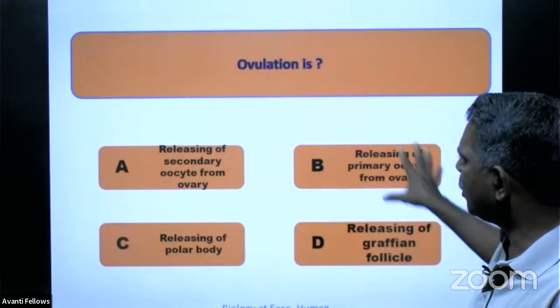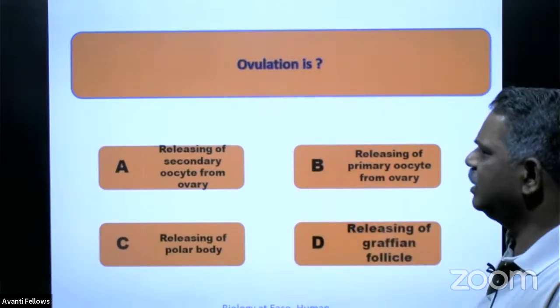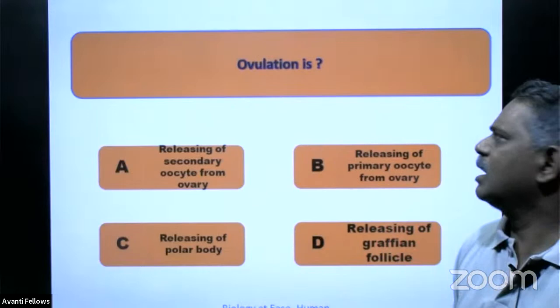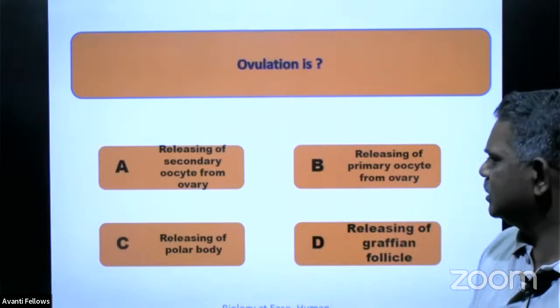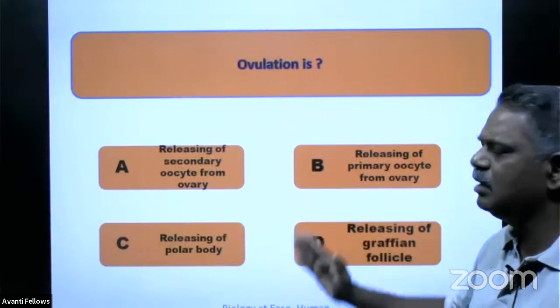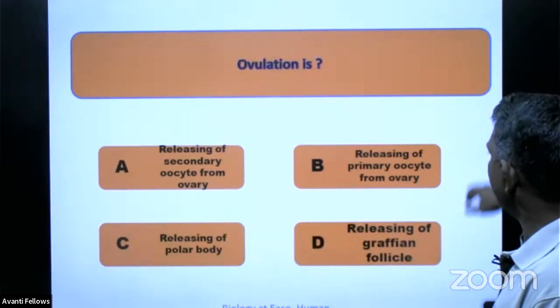So there are 4 options given here, A, B, C, and D, and find out the correct answer. What is ovulation? Is it A, B, C, or D? Okay, move to another one.